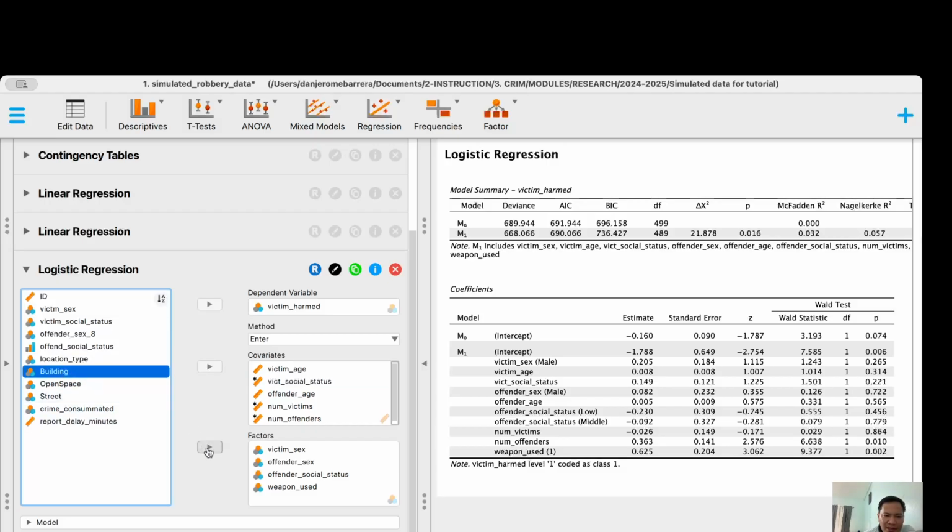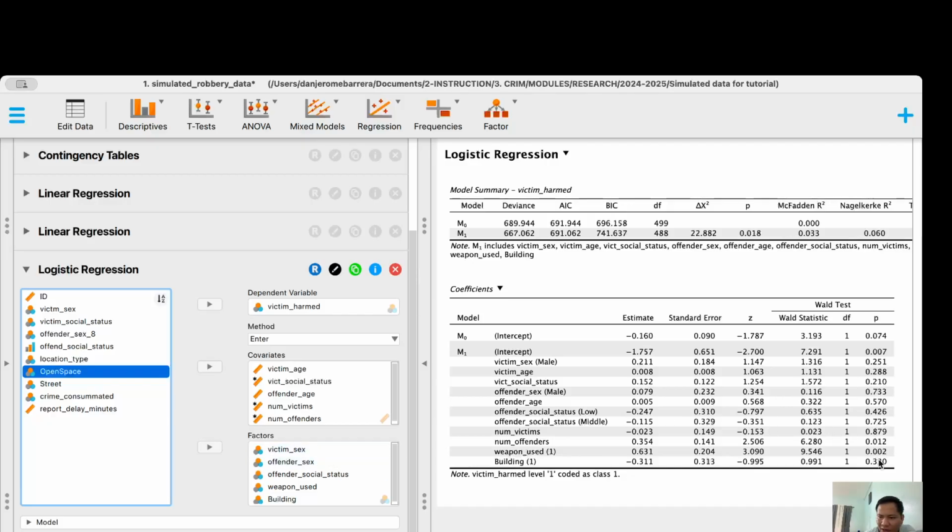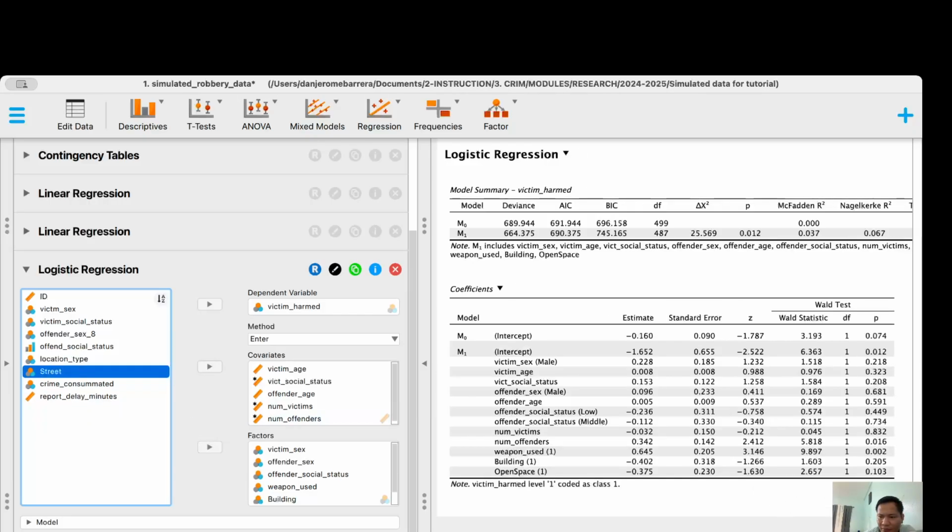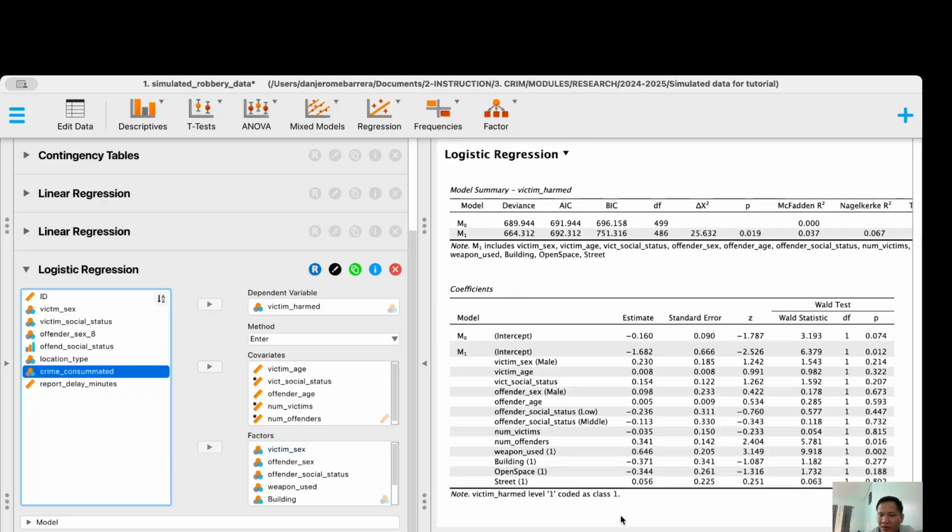How about location type? That's place, building. For building, it is not statistically significant. How about open space? Open space is also above 0.05, so there's no significant relationship or association between the variables. How about street? When the robbery was committed on the streets, there's also no significant relationship. The p-value is 0.802.